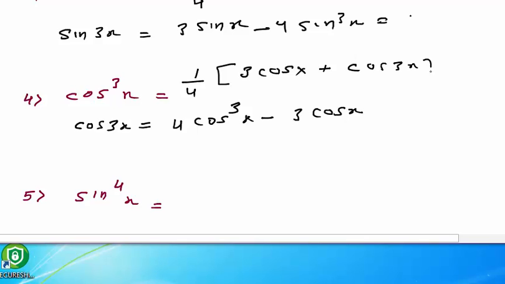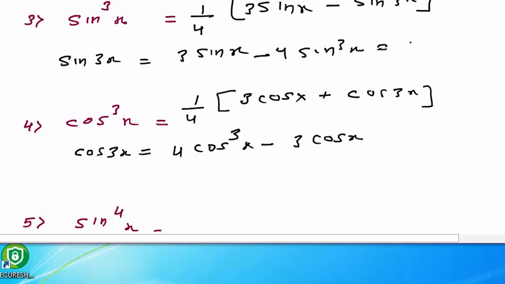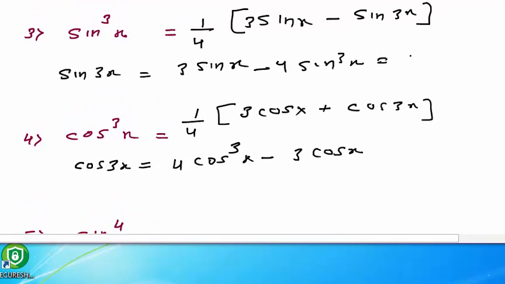cos 3x. Now see, this sin cube x is 1 upon 4 (3 sin x minus sin 3x), and this cos cube x is 1 upon 4 (3 cos x plus cos 3x). In the first part I have 3 cos x, and in the second part I have cos 3x. Try to understand how the placing of 3 is there, so that you remember these formulas, sin cube x and cos cube x, very well.